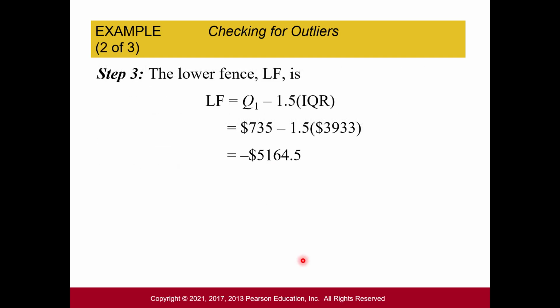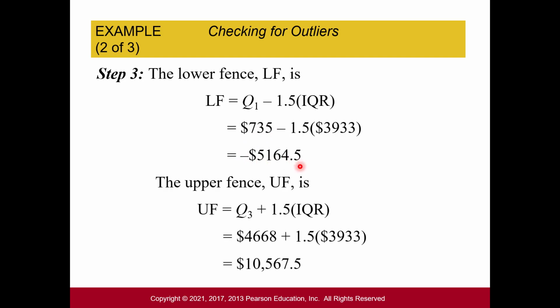And so let's find the lower fence. Our quartile 1 was 735. Our IQR, interquartile range, was 3,933. And so we say 1.5 times 3,933 and subtract that from 735. That's where this number came from, negative $5,164.50. The upper fence is very similar, but we add to the third quartile. So we have our IQR, 3,933, times 1.5, and we add that to that 4,668 number. So our upper fence is $10,567.50.